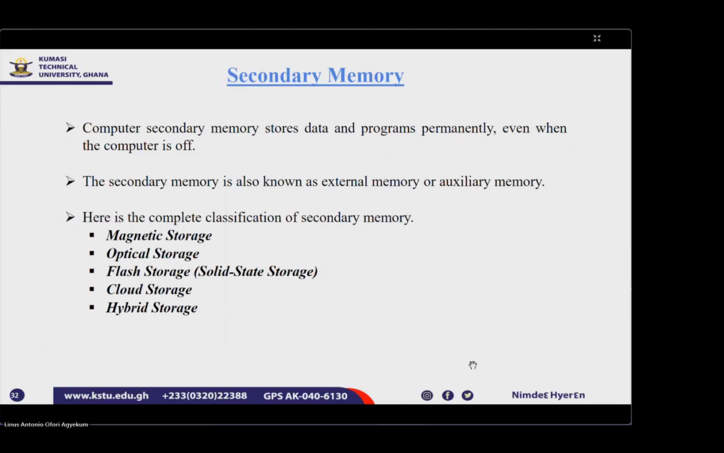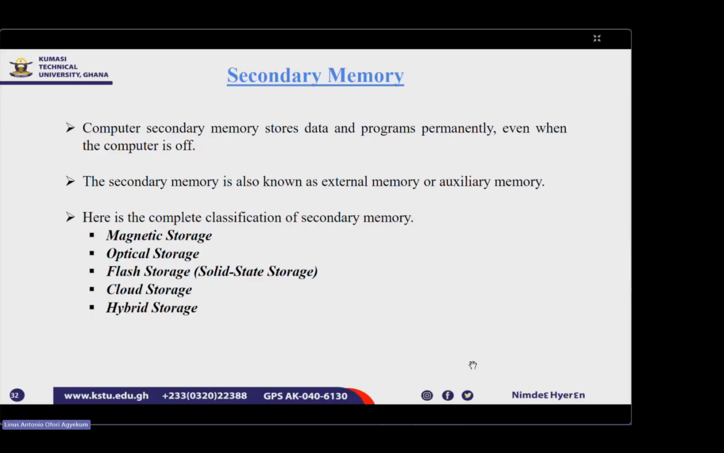So now let's move on to look at secondary memory. So all that we have been doing is primary memory. We will quickly look at secondary memory and then bring today's class to an end. So when we talk about the secondary memory, the secondary memories normally store data and programs permanently, even when the computer is off. And we term these as the external or auxiliary memory.